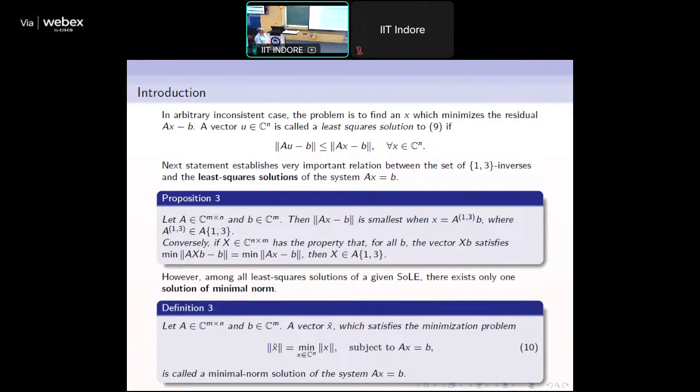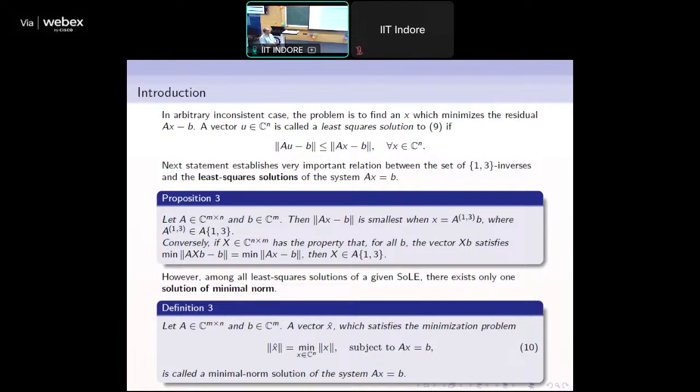The first part says that the norm of AX minus B is smallest when X is given as the product of a {1,3} inverse and B. And conversely, if we have a least squares solution, then this least squares solution must be defined using a {1,3} inverse.